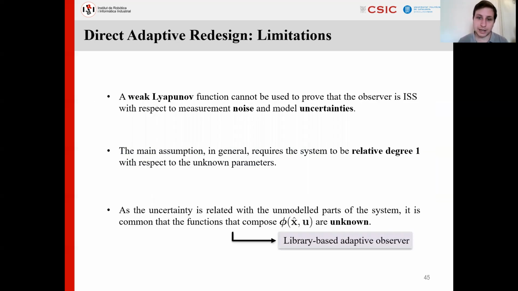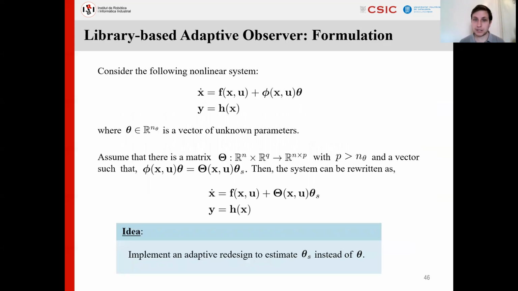Finally, I will jump to the case where some functions in the regressor vector are unknown. So the scenario that we are considering here is that we have a nonlinear system with equations depicted in this slide, where phi is the regressor vector and theta is the vector of unknown parameters. And here we assume that the functions that appear in phi are unknown. What we have is a library of potential candidate functions. So for example, let's imagine a case where phi only has 3 functions that we don't know which are, and we have a library of 20 potential candidates, of which only 2 truly appear in the system and the other ones do not appear in your system.